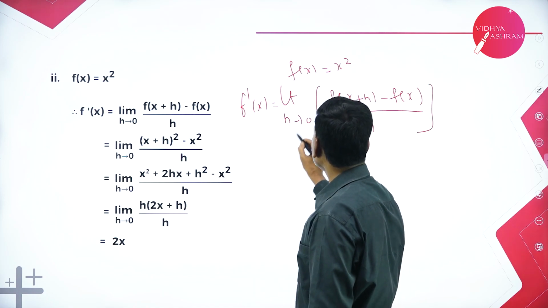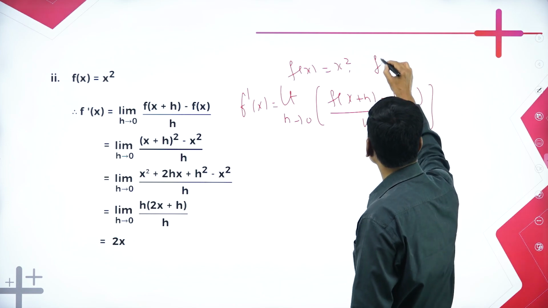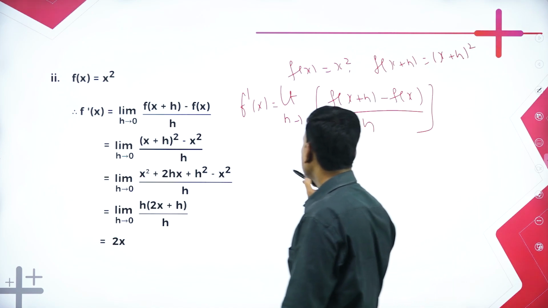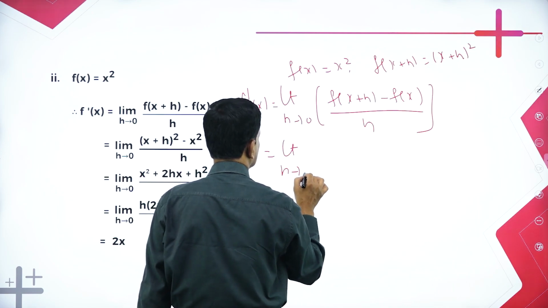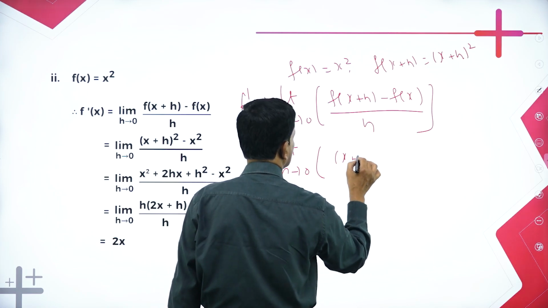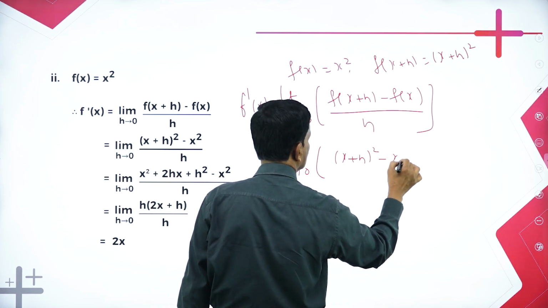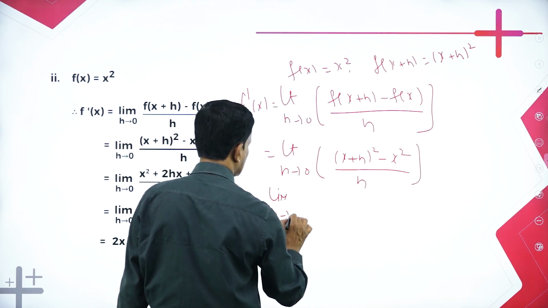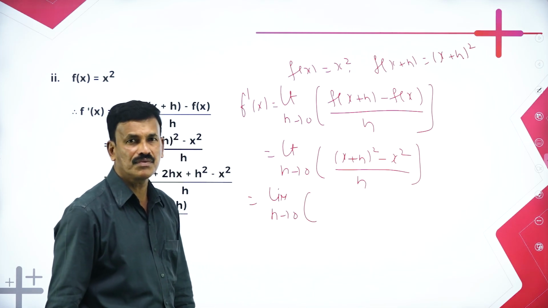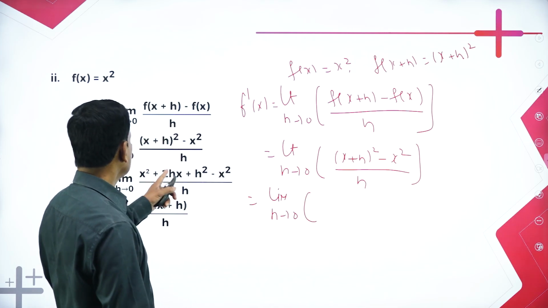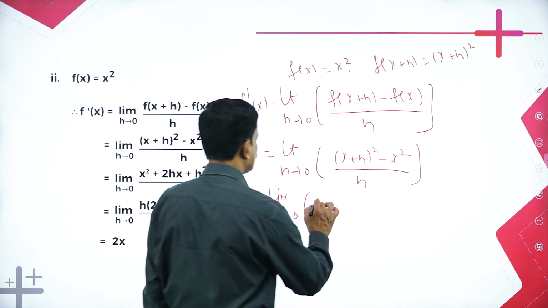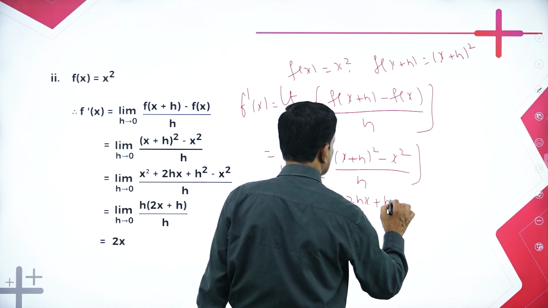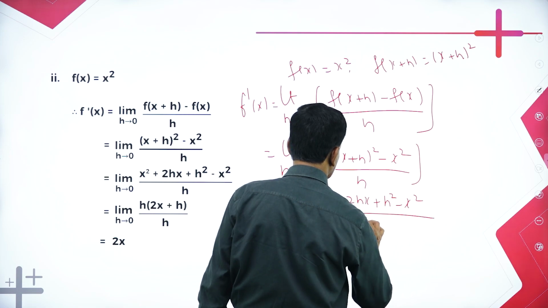Now since f of x is equal to x square, therefore f of x plus h can be written as x plus h whole square. So substitute here, that is limit h tends to 0, f of x plus h is x plus h whole square minus x square divided by h. You can apply the a plus b whole square formula for this. What is a plus b whole square? a square plus 2ab plus b square. So x square plus 2hx plus h square minus x square divided by h.